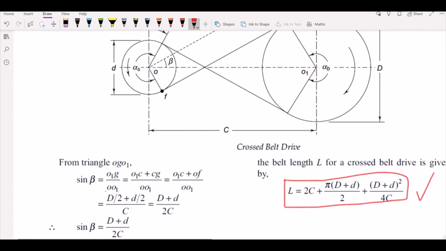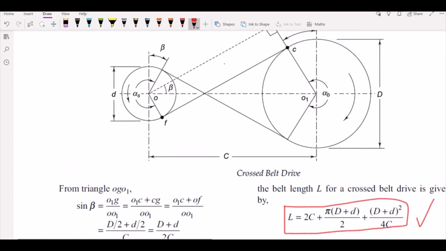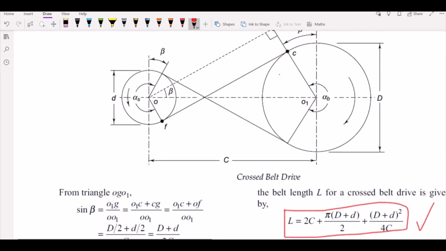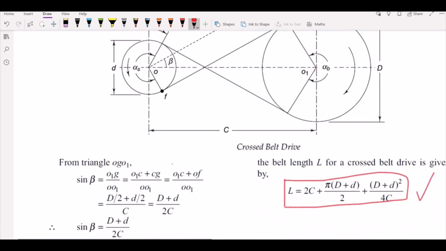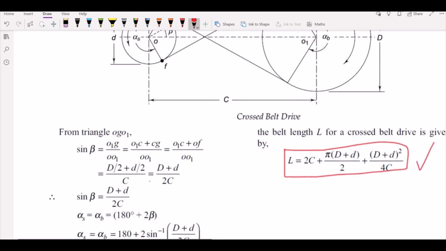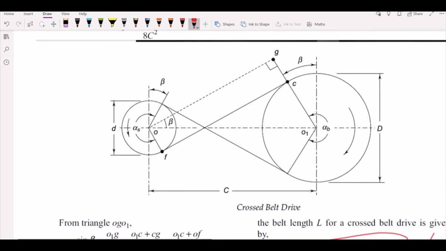As well as, if you want to calculate your beta, from here sin beta is equal to O1G by OO1. Similar lines, your O1G is nothing but OC plus GC, where GC is equal to OF. Simple substitution of this gives d by 2 plus d by 2, over c. How did you get d by 2 in the previous case? If this is your complete diameter, this will be d by 2, half of this.